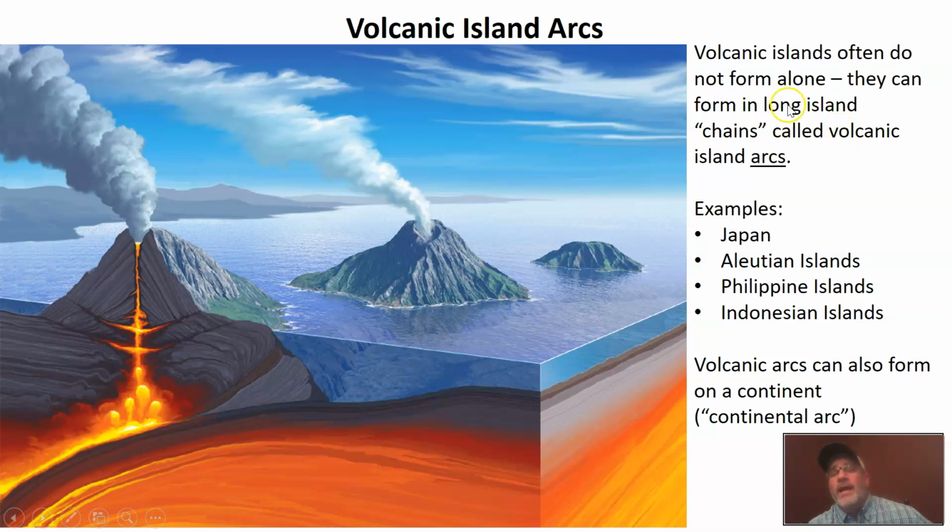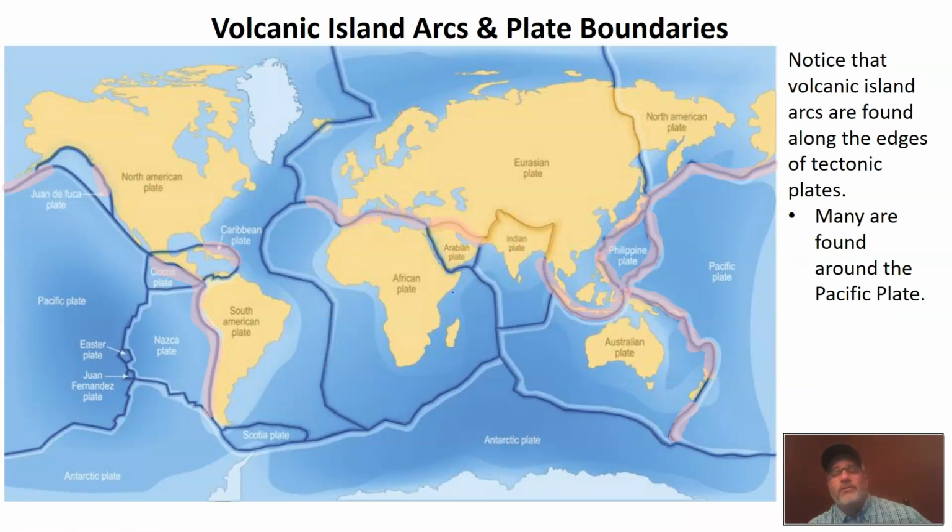Volcanic mountains or volcanic islands do not always form alone. Oftentimes, you're going to find that they're going to form in chains where you will have several volcanoes and volcanic islands or submarine volcanoes and volcanic islands all in a row. There are lots of examples of this, which we're going to look at. Japan, the Aleutian Islands, the Philippines, Indonesia. I do want to point out that we can have these volcanic arcs form on continents, but we are really just worried about these islands for now.